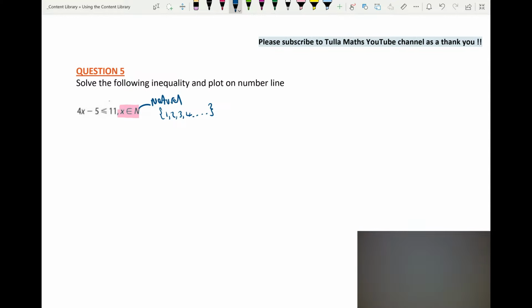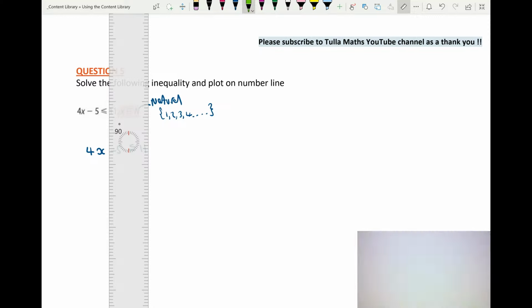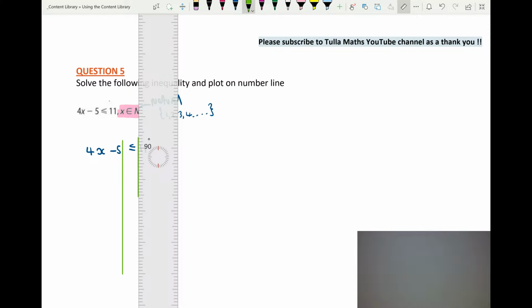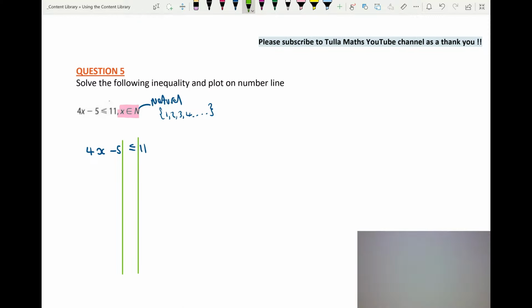So what you're really doing here is you're coming to your inequality, 4x minus 5, less than or equal to 11. Now, you should treat this exactly like if it was an equals, like an equation. I would get out my ruler again, and I would draw my barrier coming down the inequality sign because I don't want to move it. It's a good way of making sure you don't move the inequality sign.